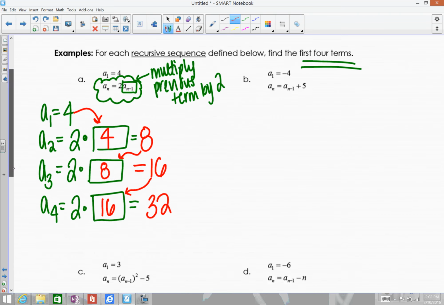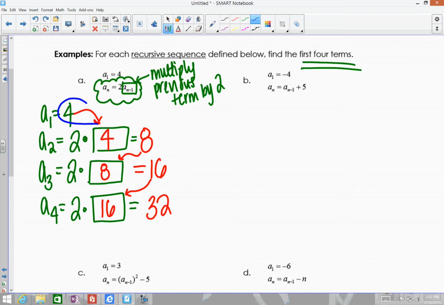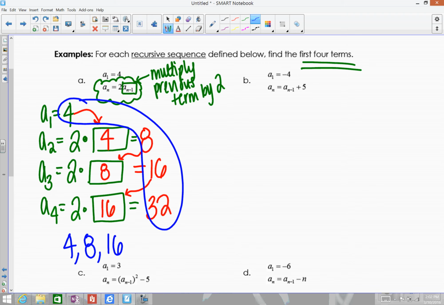So this tells me that my sequence is all of these numbers right here. So it's going to be 4, 8, 16, 32, and the pattern would continue, but it only wanted me to come up with the first 4 terms.